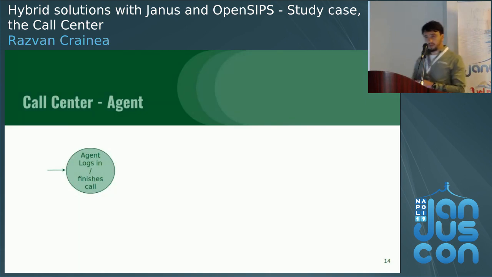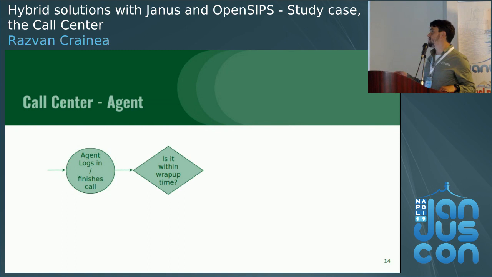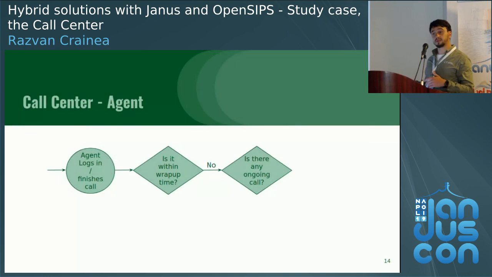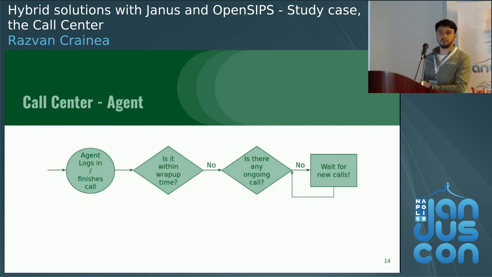From the agent perspective, whenever an agent logs in or finishes a call, he will go to a wrap-up time. This means that the agent is initially not receiving any calls until he completes the previous task. So if it's not within the wrap-up time, it means he's free. He checks whether there's an ongoing call in the queue. If there's no ongoing call, then he will wait for a call to come.